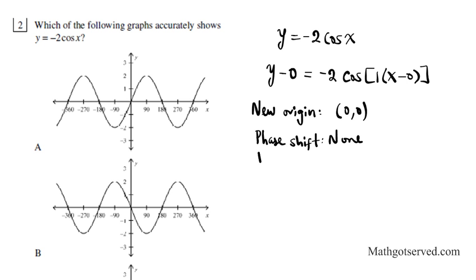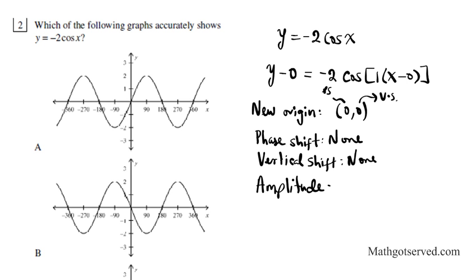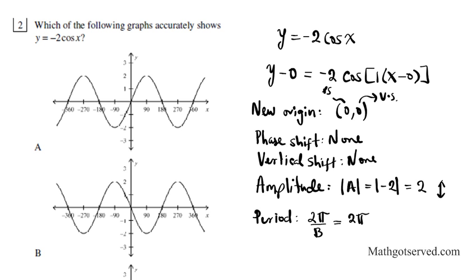The vertical shift is none also, because you have 0 for your x and y. Remember, this is your phase shift right here, and this is your vertical shift. Since they're both zeros, there's no shift in those directions. My amplitude is the absolute value of a, which is the absolute value of negative 2, which is 2, which means I'm going to be going 2 units up and down. And my period is 2 pi over b, which is just 2 pi over 1 since b is 1, so 2 pi.